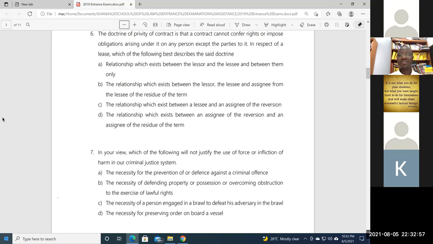A third party ought to have been mentioned. And then I think the same thing for D. So I did that analysis and I was satisfied that B should be the answer.